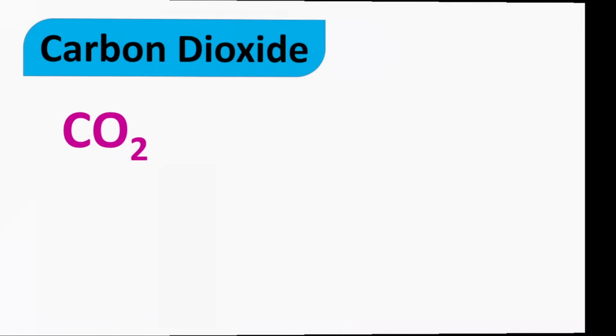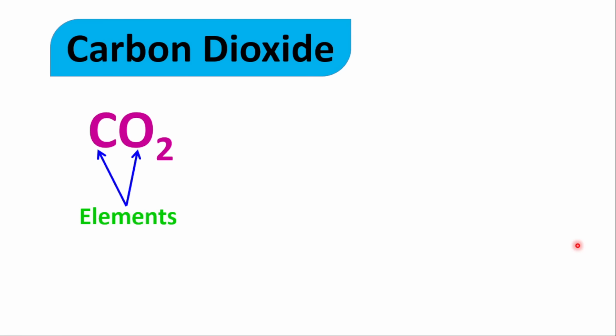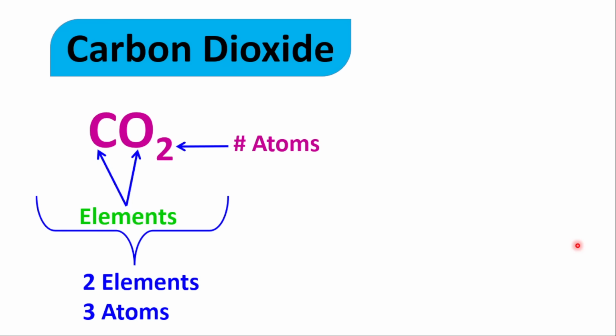And compounds, as we mentioned earlier, contain different elements combined. For carbon dioxide, you have carbon and oxygen. So those are two different elements there. And the numbers that you see in the formula of a compound represent the number of atoms, or the number of each atom. So two elements make up this compound, carbon and oxygen. However, there are 3 atoms: 1 atom of carbon and 2 atoms of oxygen, which gives a total of 3. So 1 plus 2 is 3.